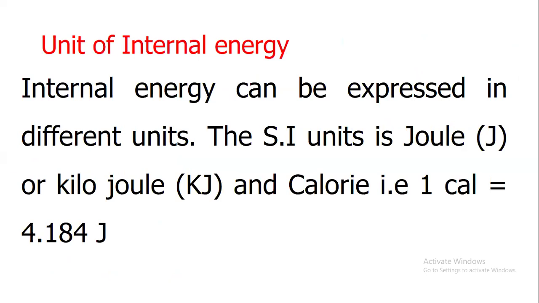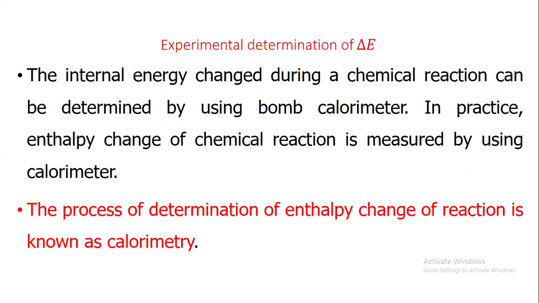Unit of internal energy can be expressed in different units. The SI unit is joule or kilojoule, and calorie, that is 1 calorie equal to 4.184 joule. Experimental determination of internal energy delta E. The internal energy change during a chemical reaction can be determined by using a bomb calorimeter. In practice, enthalpy change of a chemical reaction is measured by using calorimeter. The process of determination of enthalpy change of a reaction is known as calorimetry.